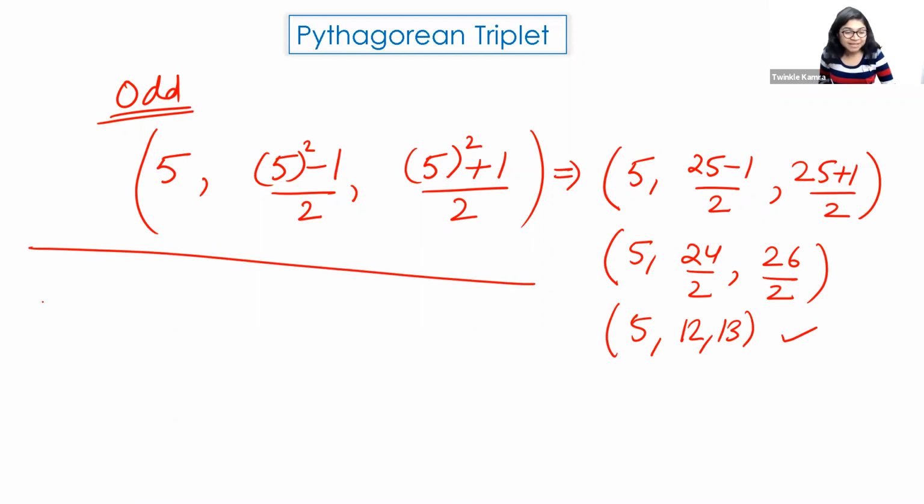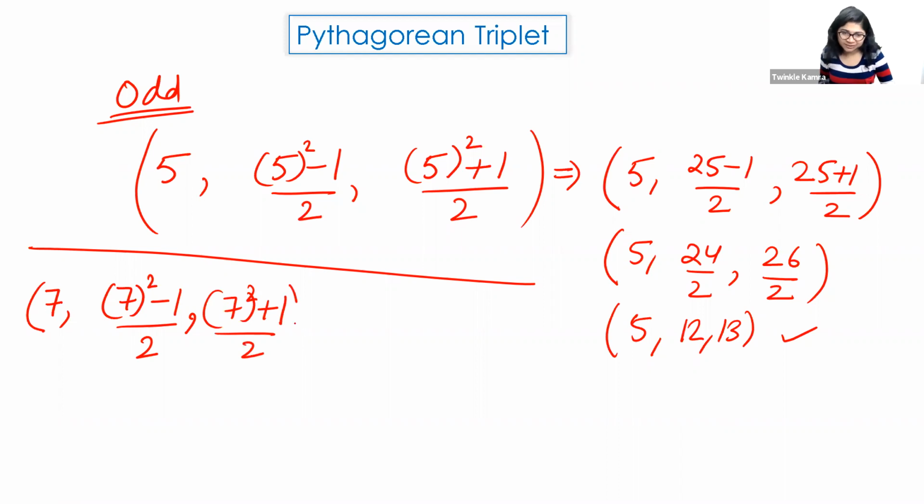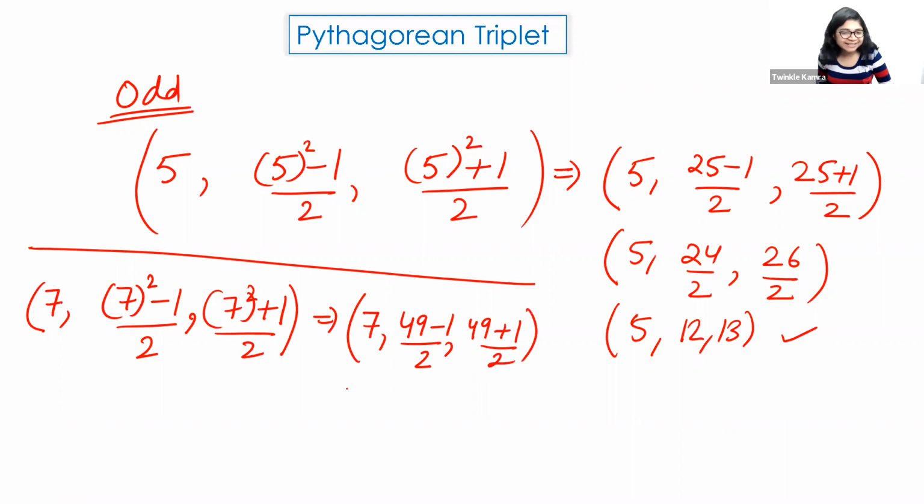Let's take one more example. Okay, I take 7. How do you find it for 7? You square 7, right? You subtract 1, you divide by 2. Comma, you square 7, you add 1, you divide by 2, right? So what are you getting here? It is simple. It is 7, comma 7 square is 49 minus 1 upon 2. 7 square is 49 plus 1 upon 2. So here it is. We are getting 7, comma 48 upon 2 is 24. 49 plus 1, 50. 50 upon 2 is 25. Great, we have got a Pythagorean triplet for 7.